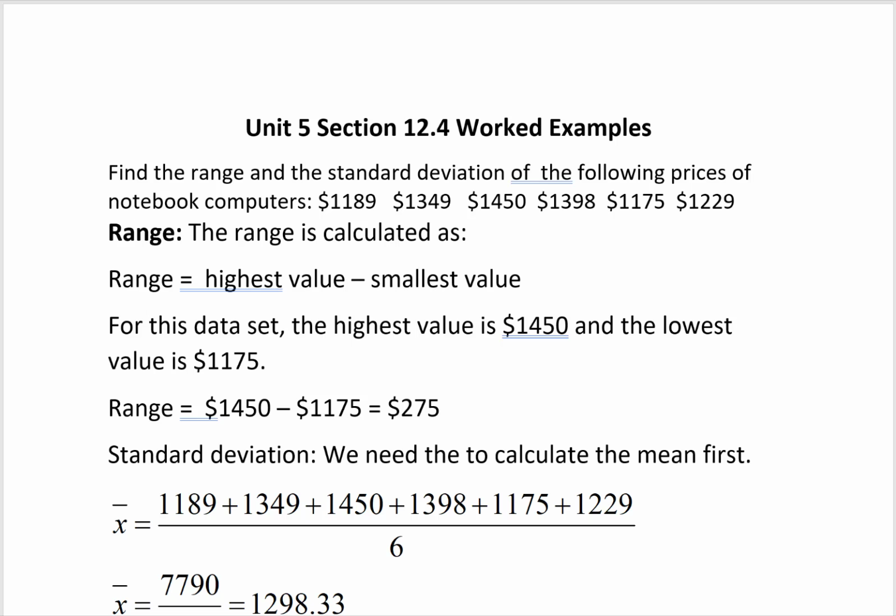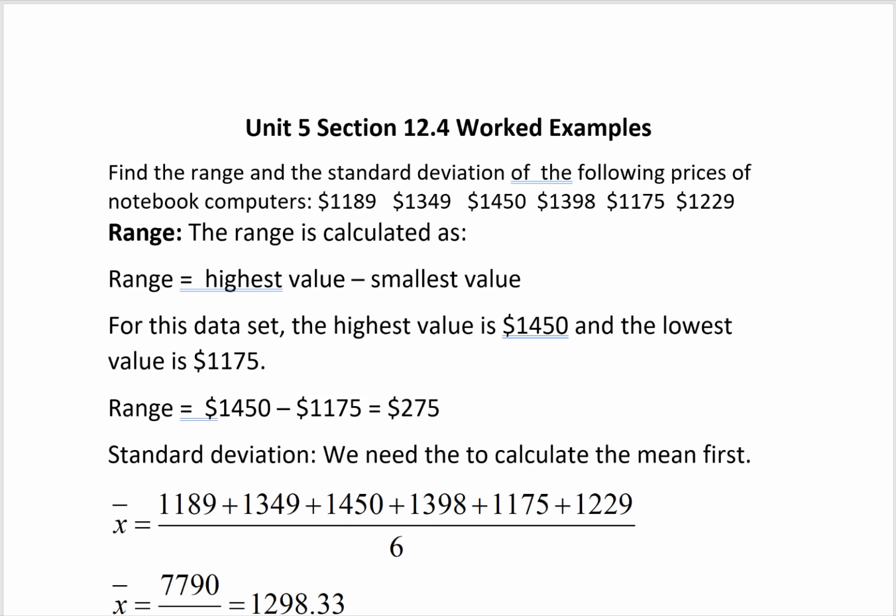The range is calculated as the highest value minus the smallest value. In this data set, the highest value is $14.50 and the lowest value is $11.75. So the range is equal to $14.50 minus $11.75, which equals $2.75.